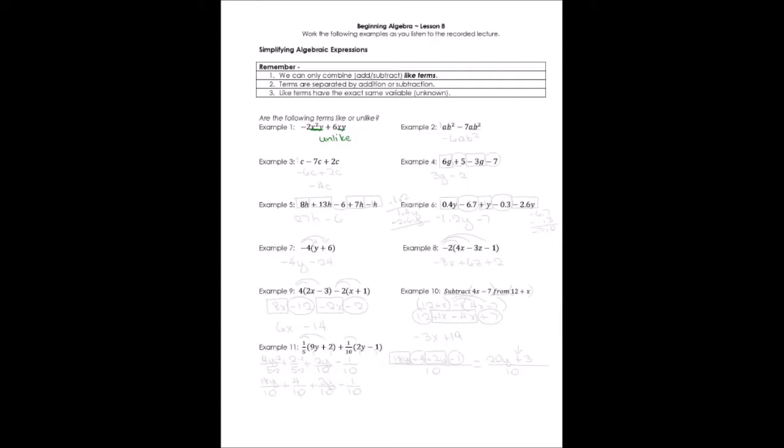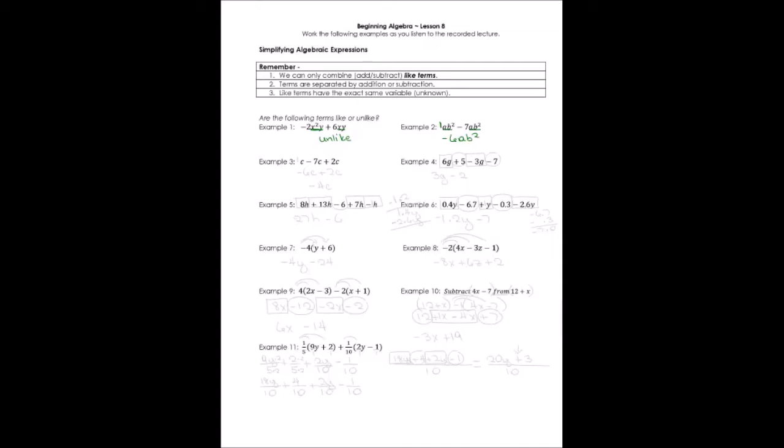For number 2, we have ab squared minus 7ab squared. Now those variables are the same. ab squared is identical, so we can combine them. What you have to ask yourself is how many ab squared do we have? In the first term, we just have 1. If the coefficient is not listed, it is understood to be 1. So what you would say is 1ab squared minus 7. Well, 1 minus 7 would give you a negative 6. And the variable stays the same, so it's negative 6ab squared.